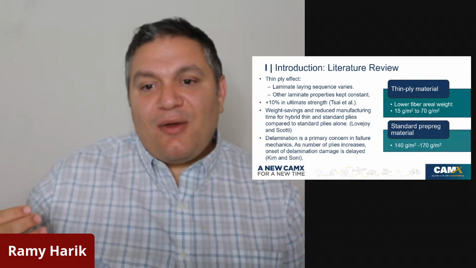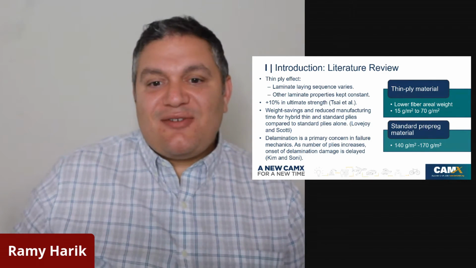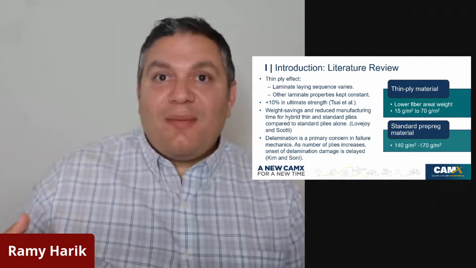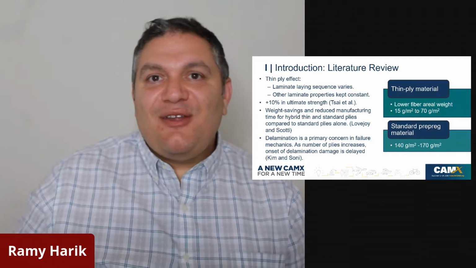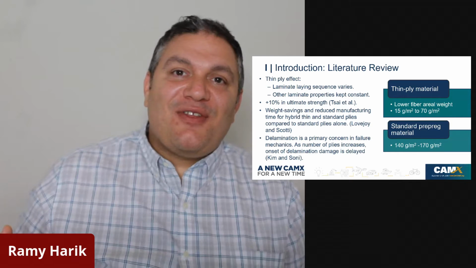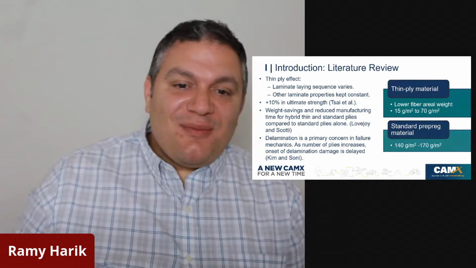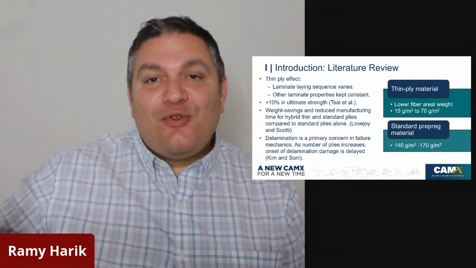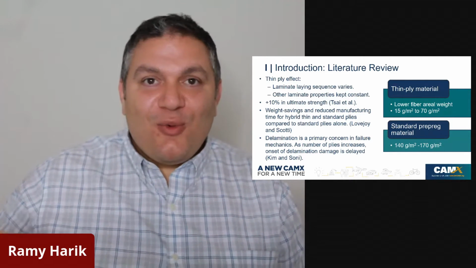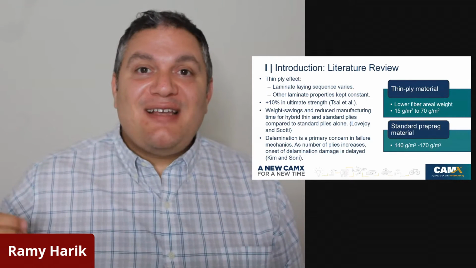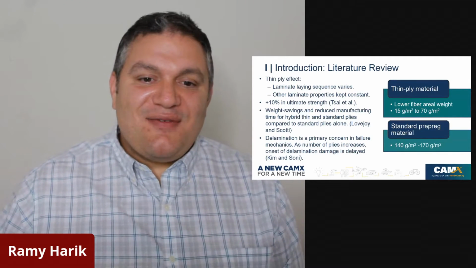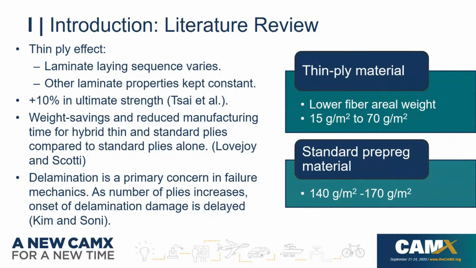Tsai et al. talked about a 10% increase in the ultimate strengths. Lovejoy and Scotty talked about the amount of weight savings that can be induced by using thin plies or by having a hybrid between thin plies and standard plies in comparison always to standard plies. And when we say standard plies, we're talking about plies that have a standard 140 to 170 GSM. Also, it's very, very important that because we increase the number of plies, the onset of delamination damage is going to be delayed according to Kim and Sonny.